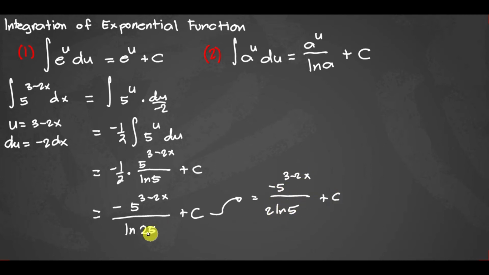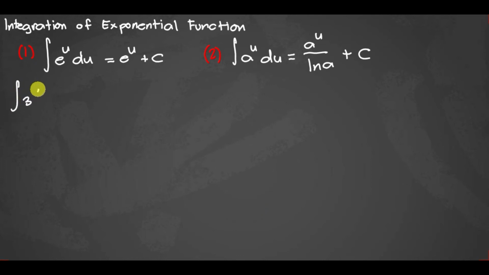The 25 here is because we can place the 2 as the power of our 5, that will become ln 25. Please review the rules of logarithmic powers. Now we have here another example, where we need to evaluate the integral of 3 raised to x times 2 raised to x dx, and you can pause this video and answer the question.